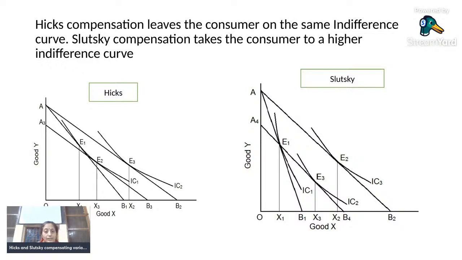But there is a new IC. As compared to Hicks, there is a new IC, that is IC2, and there is a new equilibrium point E3 on IC2. So now E1E2 is the price effect. From E1 to E3 it is the substitution effect, and E3 to E2 is the income effect. So you can see that Slutsky uses three indifference curves to explain this approach, and Hicks uses two, right?